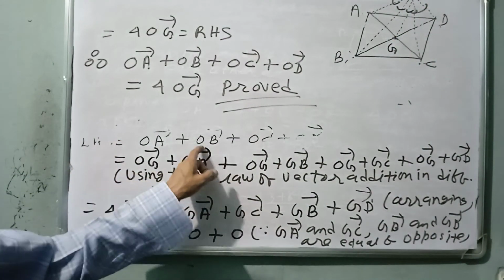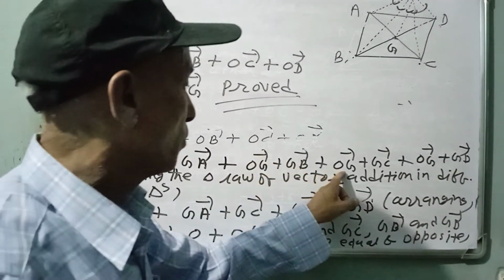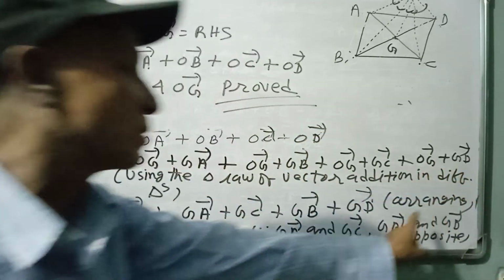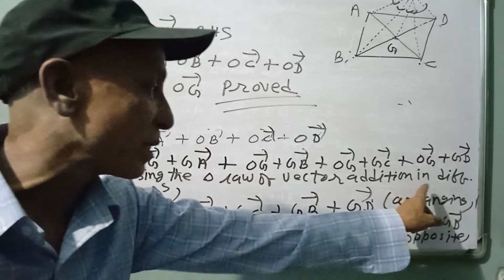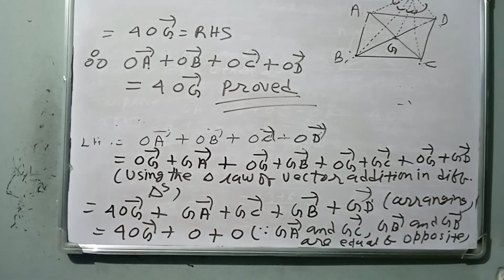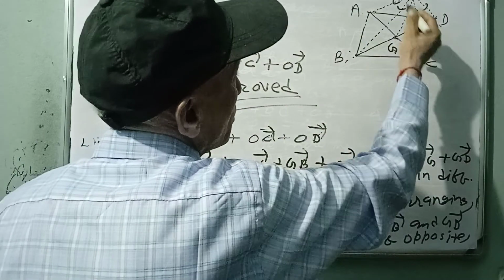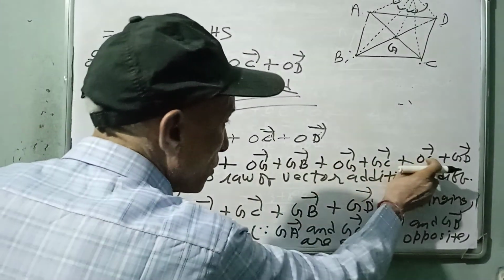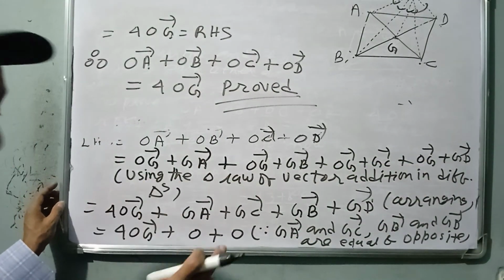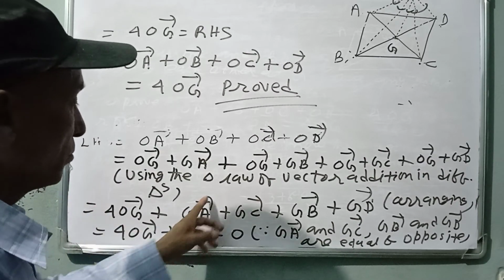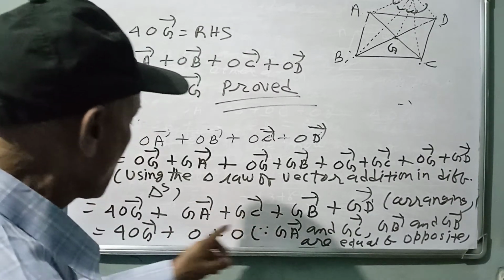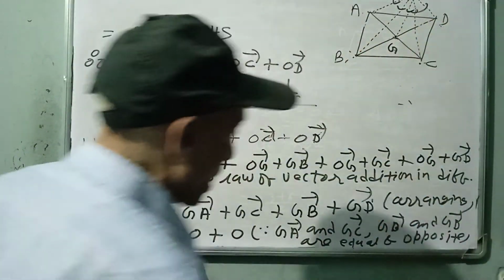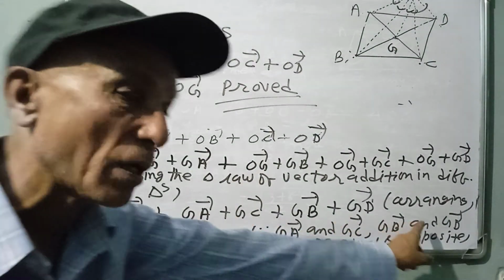OA is OG plus GA, OB is OG plus GB, OC is OG plus GC, OD is OG plus GD, using the triangle law of vector addition in different triangles: triangles OAG, OBG, OCG and ODG. Now 4 OG, plus arrange in such a way that the quantities are equal and opposite. GA and GC are equal and opposite. GB and GD are equal and opposite. Keep them here so that they are equal and opposite.